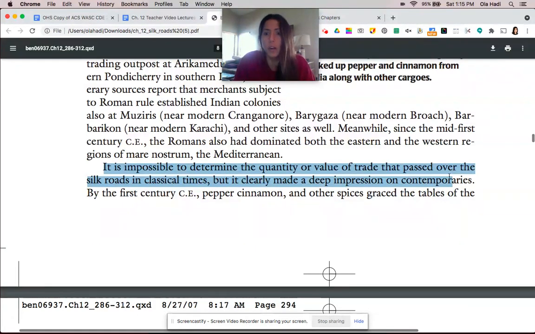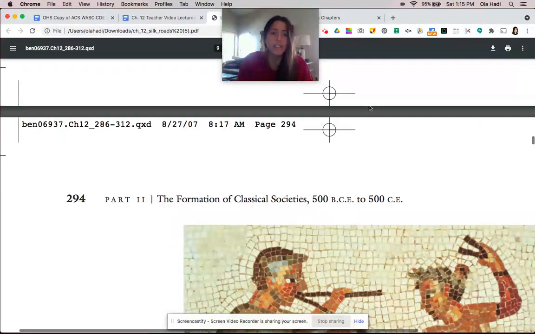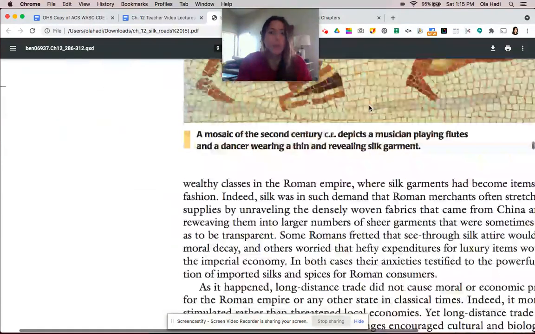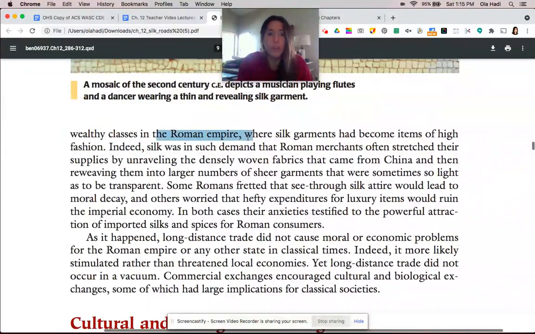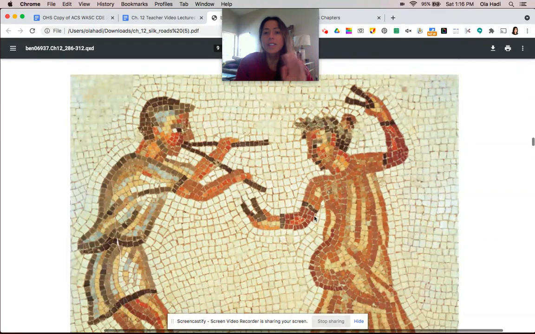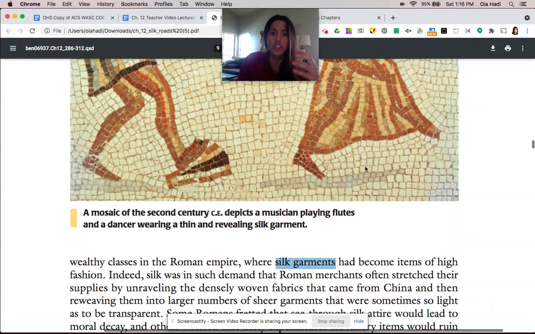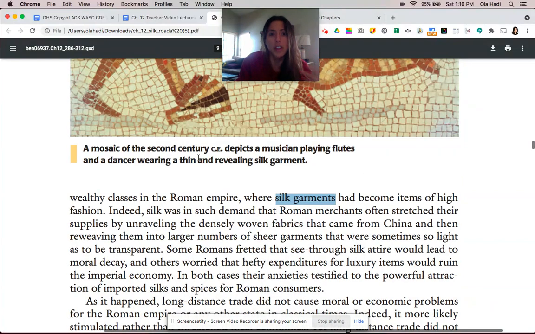Okay, so because of all of this trade, things that used to be difficult to get, like Indian pepper and Chinese cinnamon and other fine spices, are going to be consumed by the wealthy people of the Roman Empire. They also have access to silk garments. Now let's talk about this painting. Here you can see the woman's body because her garment is so sheer, it's so thin that you can see her figure, her shape. That was a problem in the Roman Empire.